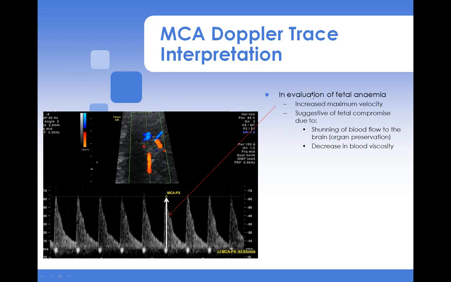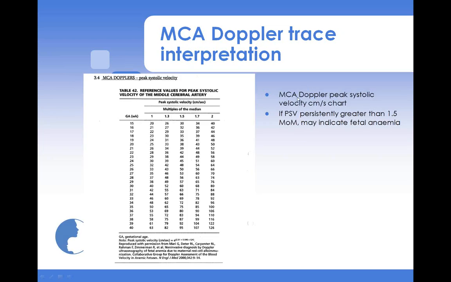The peak systolic velocity in fetal anemia increases. Likewise, the fetuses shunt blood flow to the head to preserve the brain, and also because it's fetal anemia, there are fewer red blood cells, so blood becomes less viscous, hence it can travel faster. We have the MCA Doppler peak systolic velocity chart, in centimeters per second, so we use multiples of the median. Anything above 1.5 may indicate fetal anemia.